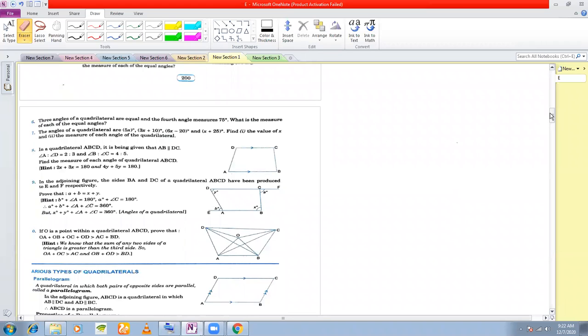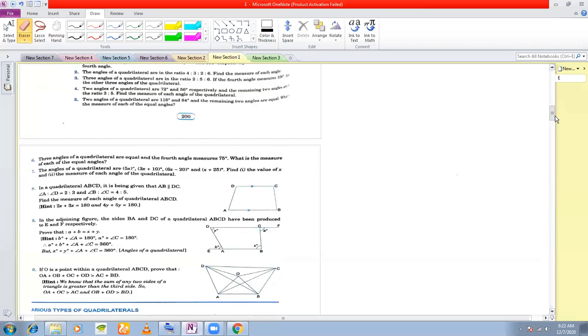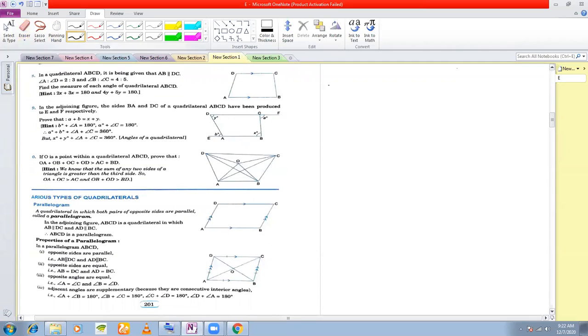Number 8. You have number 8 here. The question is, in a quadrilateral ABCD, it is given that AB is parallel to DC. Angle A is to angle D is 2 is to 3. Angle B is to angle C is 4 is to 5. Find the measure of each of the angles of the quadrilateral. Okay, so let us see what this quadrilateral here is. Let us try to draw this quadrilateral. You have one side here, side here.